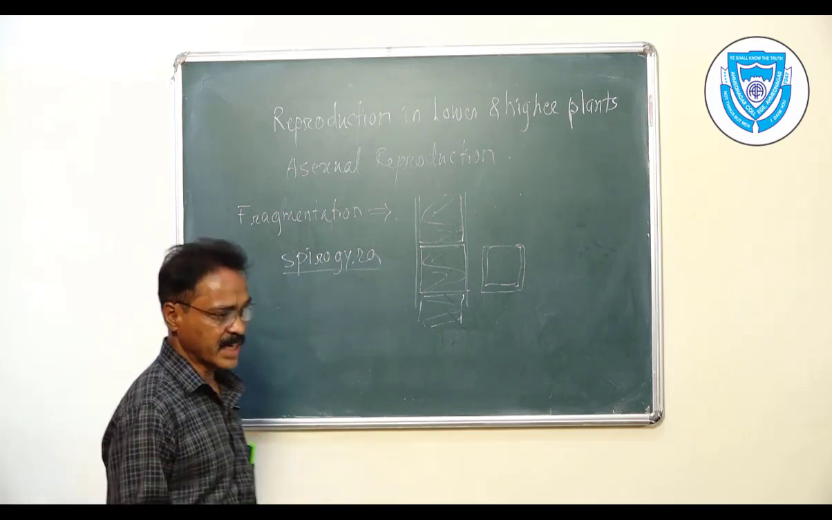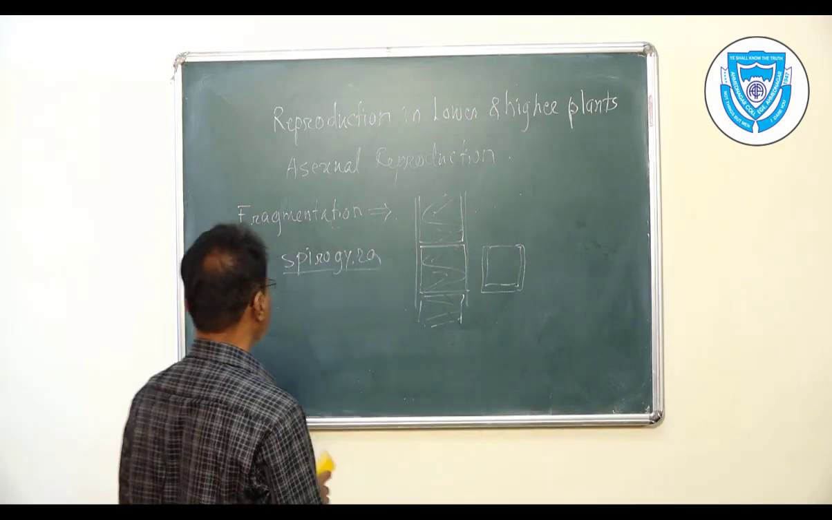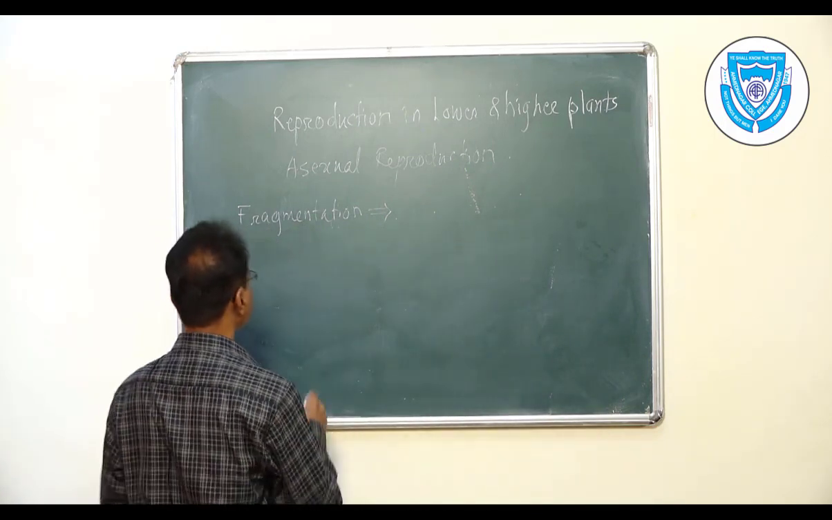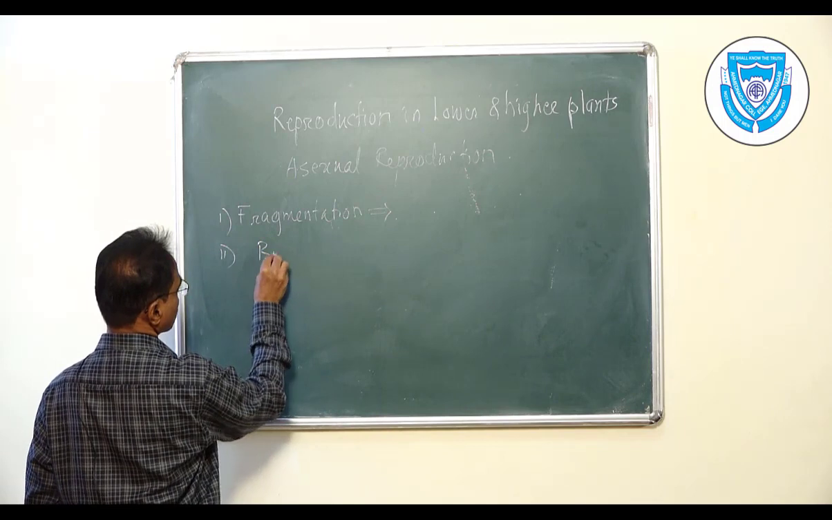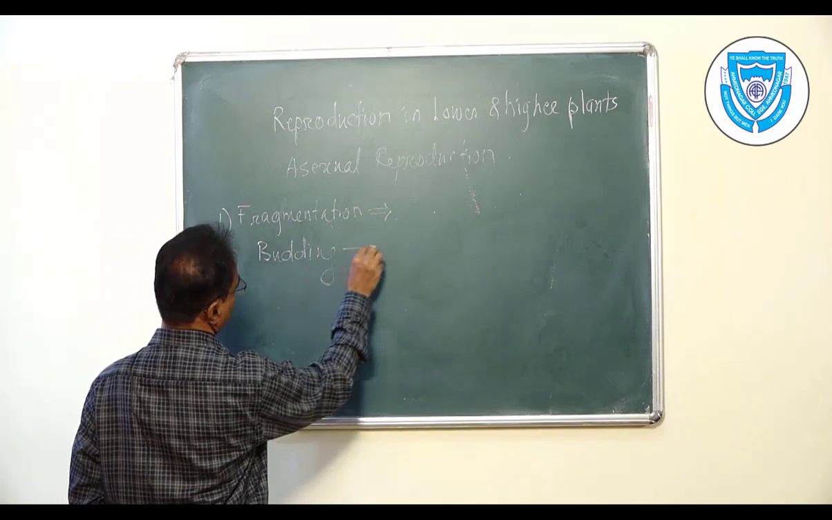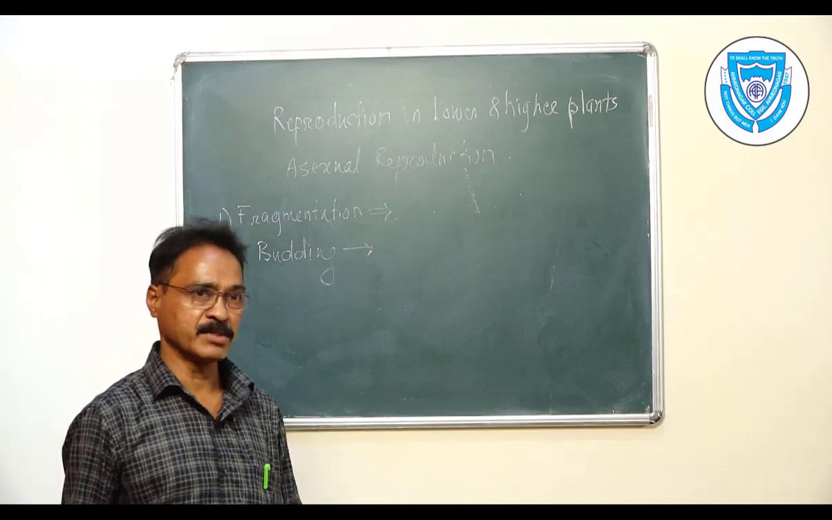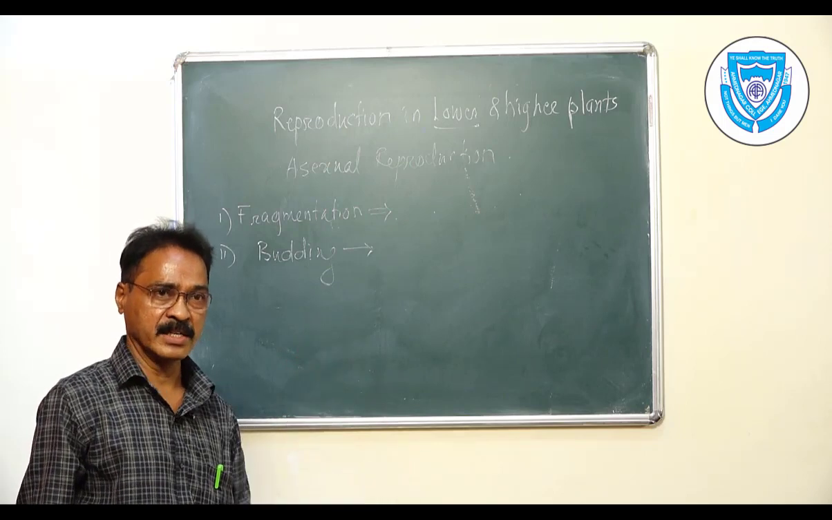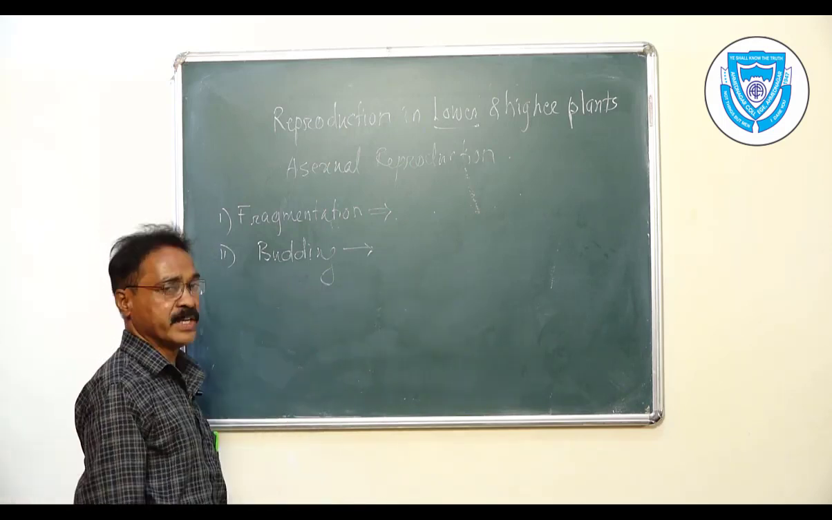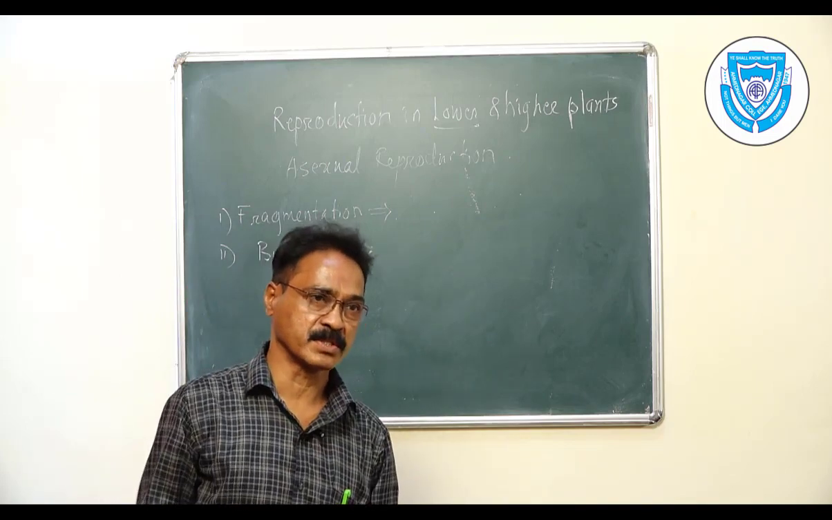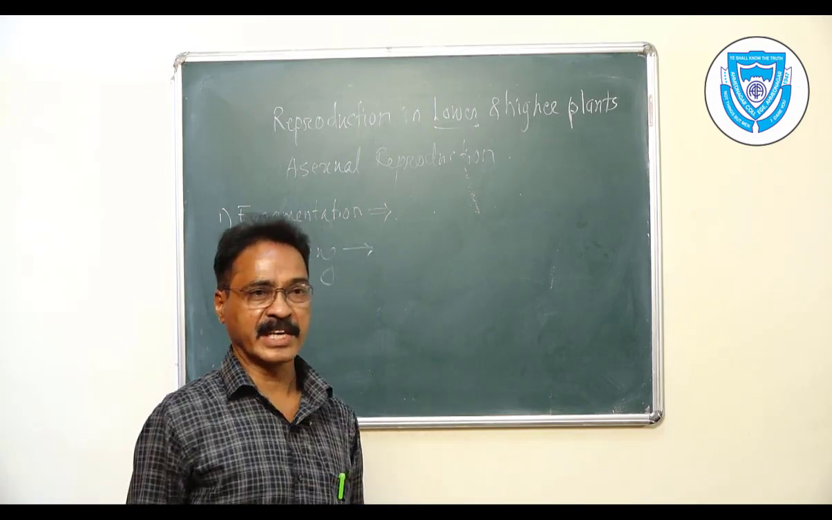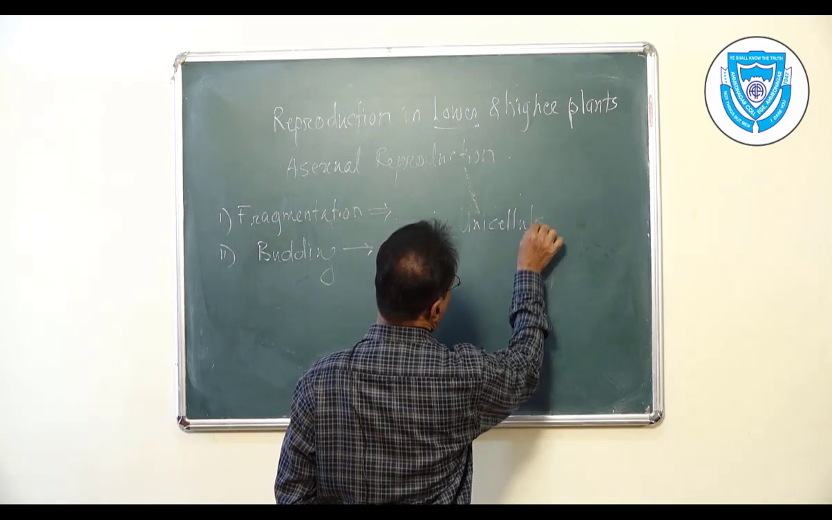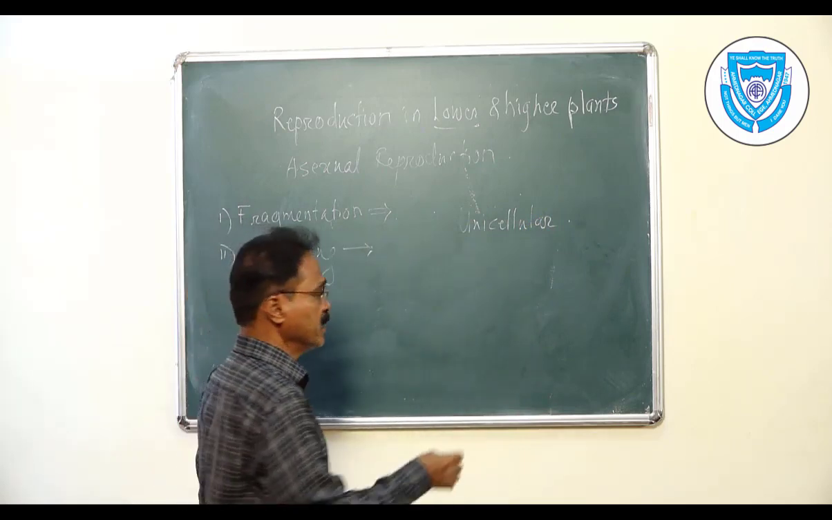Now the second method, let us discuss that. It is known as budding. This method is also in the lower plants, as we are dealing with only the lower reproduction, the plants categorized under the lower. The second example is budding. As the name indicates, there is a formation of buds. Buds are produced on the cell. This is also a unicellular organism, and mostly it is of the fungal type.